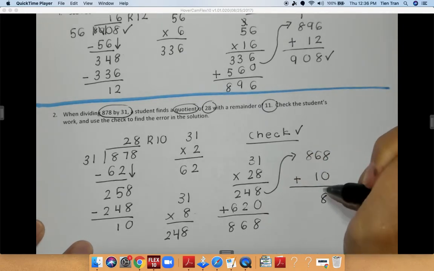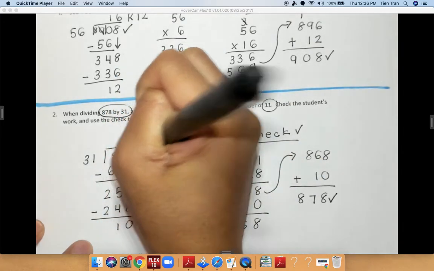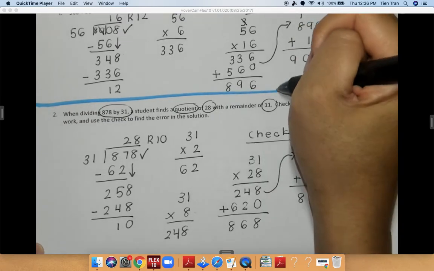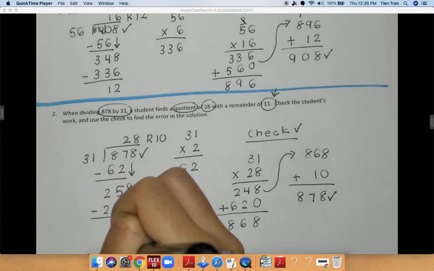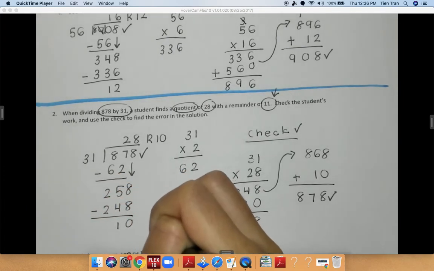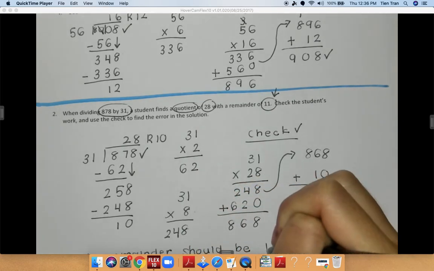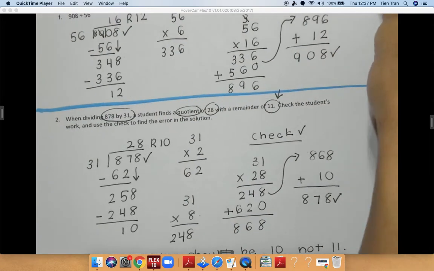8 plus 0 is 8. 6 plus 1 is 7. Bring down my 8. 878, they are both the same. So that means that my remainder should be 10 and not 11. Notice that they put 11. My remainder should be 10, not 11. Okay?